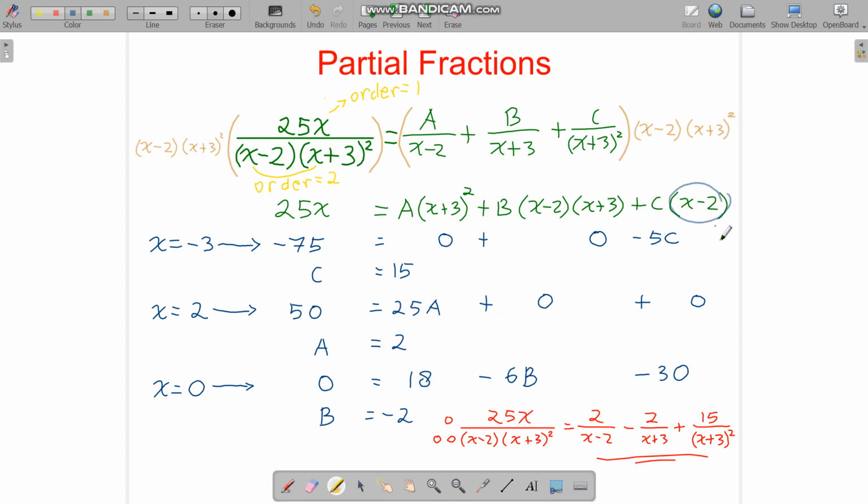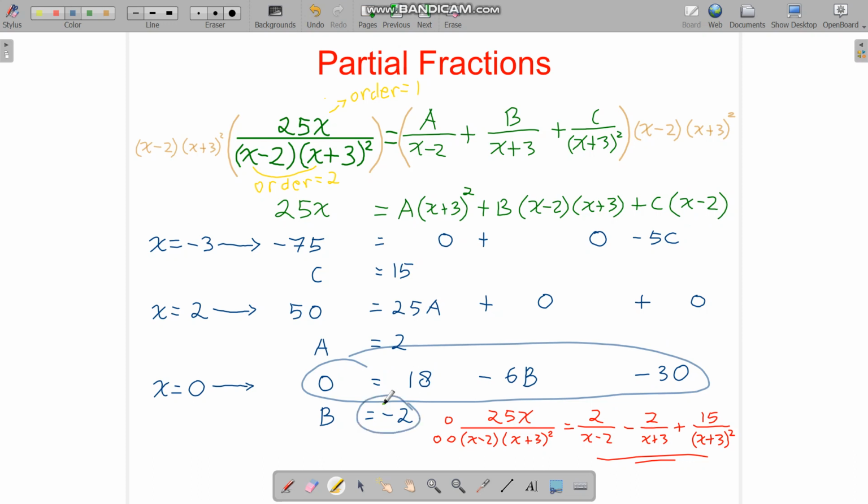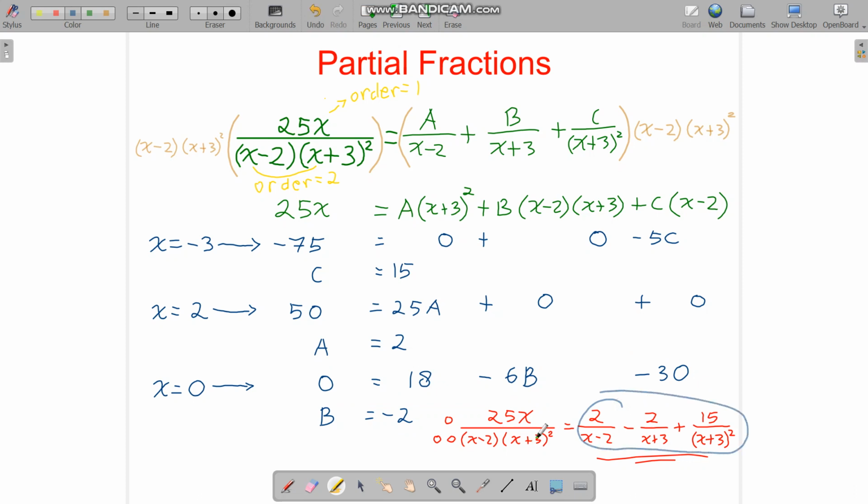Plug in 0, we have minus 2. We have the c is 15. Minus 2 times 15, minus 30. And then we solve for b, the b must be minus 2. And so the final answer is, we have the a, b, c, just rewrite.